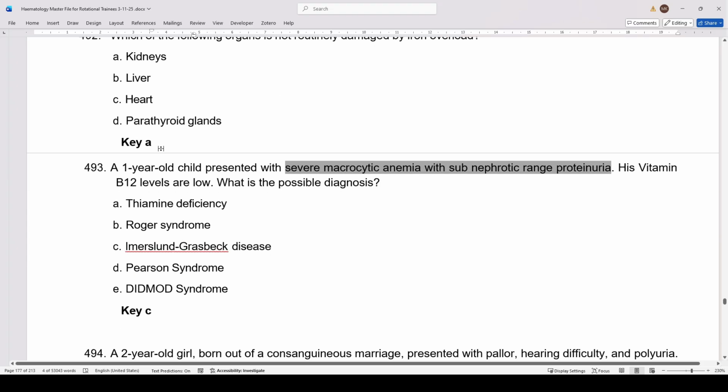Kidneys is the answer. A 1-year-old child presented with severe macrocytic anemia with subnephrotic range proteinuria. So if a baby, 1 year old, has macrocytic anemia and proteinuria, and we check the vitamin B12 levels, they are low. So what is the option here? It is Imerslund-Grasbeck disease. We discussed this earlier. So with the help of proteinuria and vitamin B12 levels, you know that it is this disease.